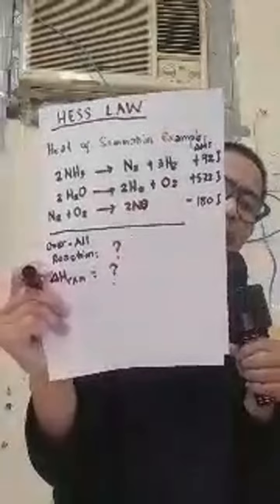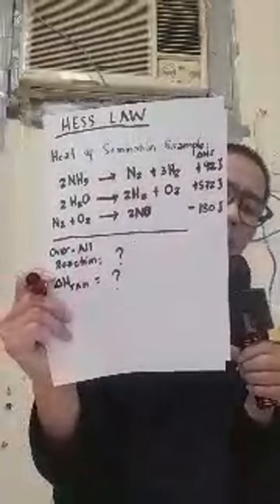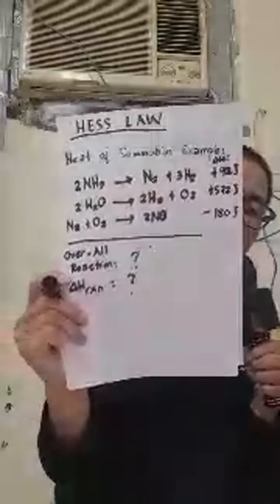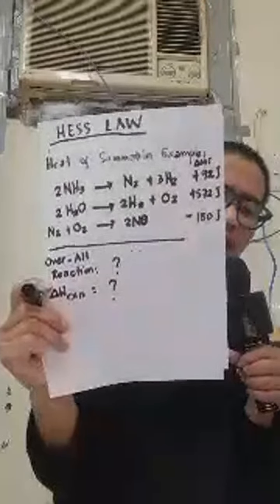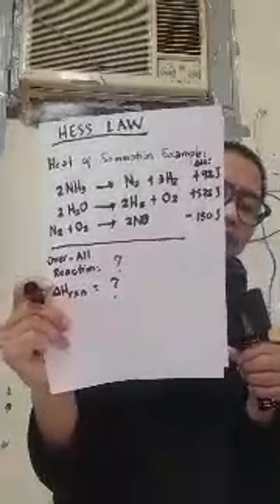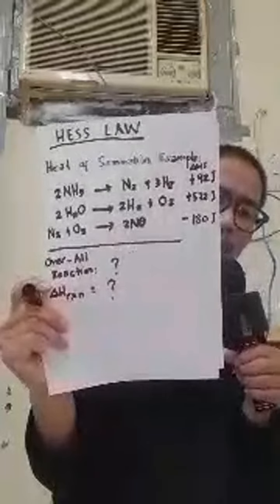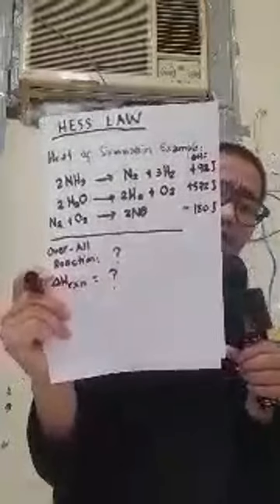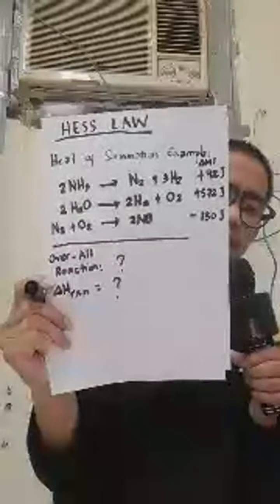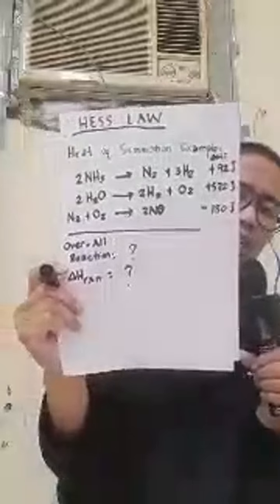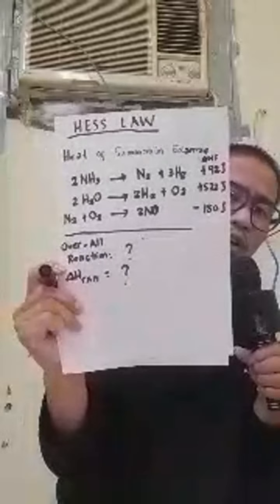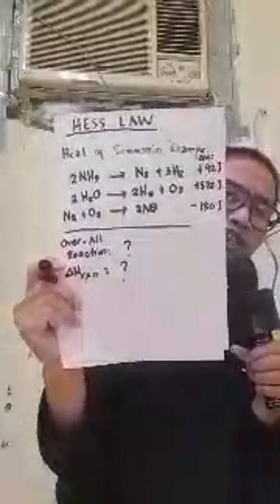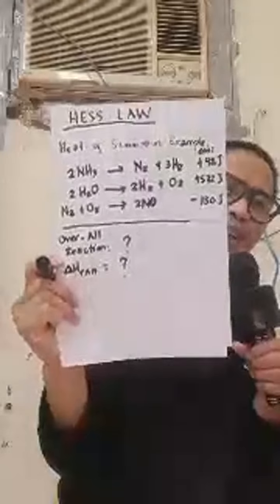Now, each reaction has its own change in enthalpy. The first reaction at the top is positive 92 joules. The second reaction is 572 joules. The third reaction is negative 180 joules. Now, the question really is: what is the overall chemical reaction, and what is the change in enthalpy of the reaction? So we need a blank sheet of paper, and I will show you how to solve this.